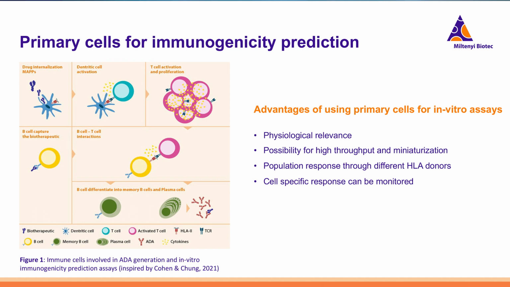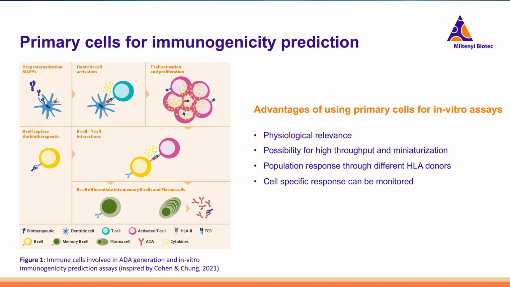There are more benefits of such cell types, such as these allow assays to be run in higher throughput and in miniature version, which can help us to assess potential immunogenicity as early as during the drug development process. Since immunogenicity response heavily depends on patient population, using primary cells from different HLA donors can give a better estimation of the response in a large patient population. Of course, such assays also allow us to zoom in on cell-specific responses.